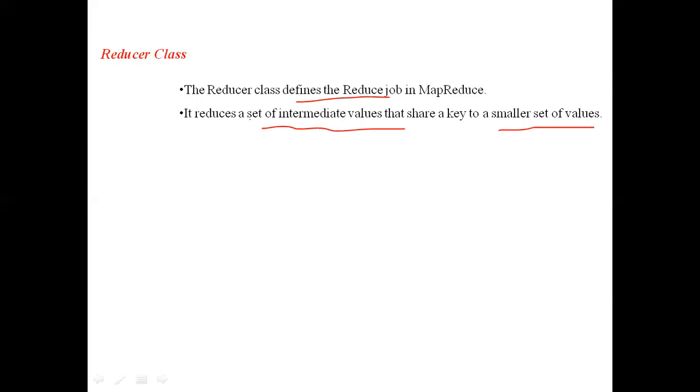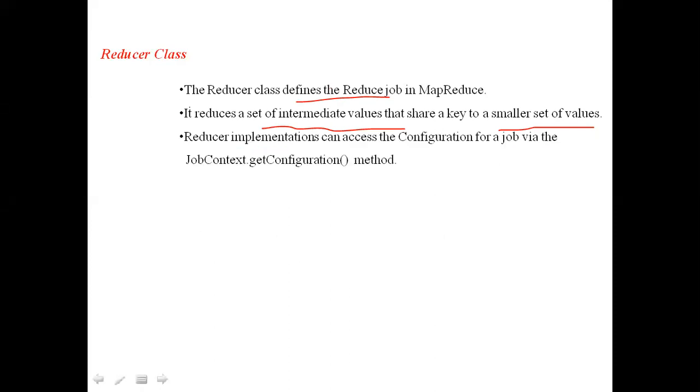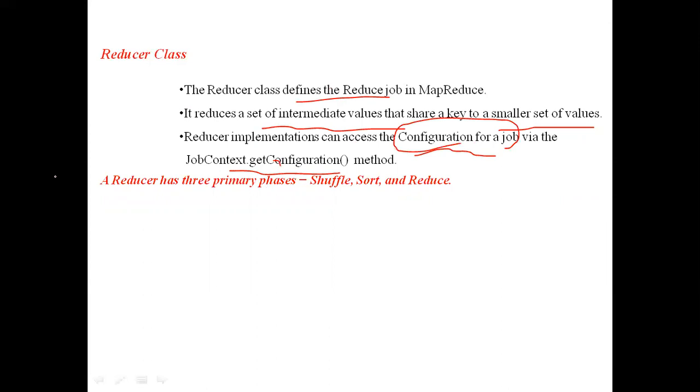A set of intermediate key comma value pairs will be given to the reducer class. It will finally produce a smaller set of values. Clear? The reducer class can access the configuration of a job by using the JobContext dot getConfiguration method. It can access the configuration of the job.